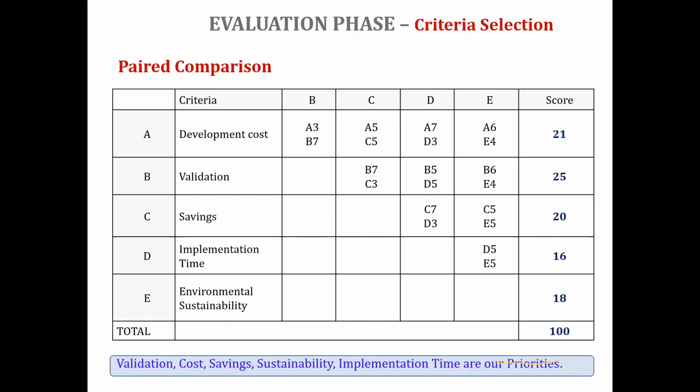Now I'm going to compare the development cost with parameter D, implementation time, which is very much important. Time or development cost will vary from case to case. Here they gave more importance to development cost: 7 points, and 3 points to D. D means implementation time. And I'm going to compare A with E. A is development cost, and E is economic sustainability. They gave 6 points to A and 4 points to E.